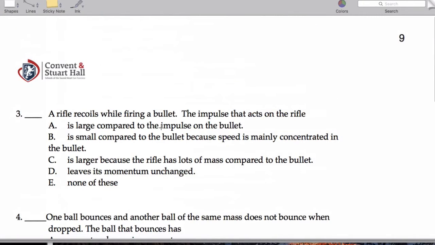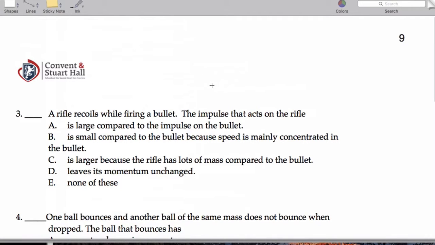So, for example, we have a rifle that recoils, which means it kind of has a kickback when you fire it. And what we ask here is we want to know how the impulse of the rifle compares to the impulse on the bullet. What your brain is going to want to do is start thinking about bullets and rifles and which one's heavier and which one's lighter, and all of that is a bad idea. Instead, let's go into the laws of physics.